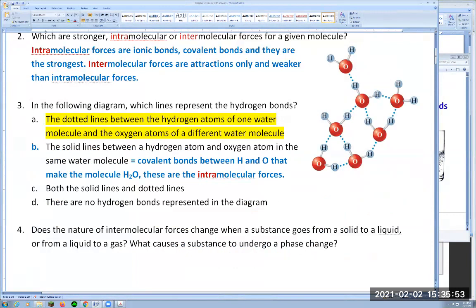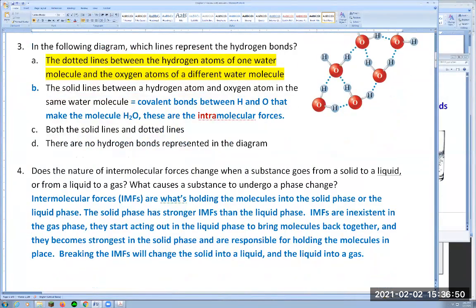So question 4: does the nature of intermolecular forces change when a substance goes from a solid to a liquid or from a liquid to a gas? What causes a substance to undergo a phase change? So remember what phase change means. Phase change means a change of a physical state or physical phase. So it's what is described above, going from a solid to a liquid or a liquid to a gas or vice versa, right? Or a solid to a gas. And so does the nature of the intermolecular forces change when a substance undergoes a phase change? Yes, definitely. Because intermolecular forces are what's holding the different molecules together. So let's have this here.